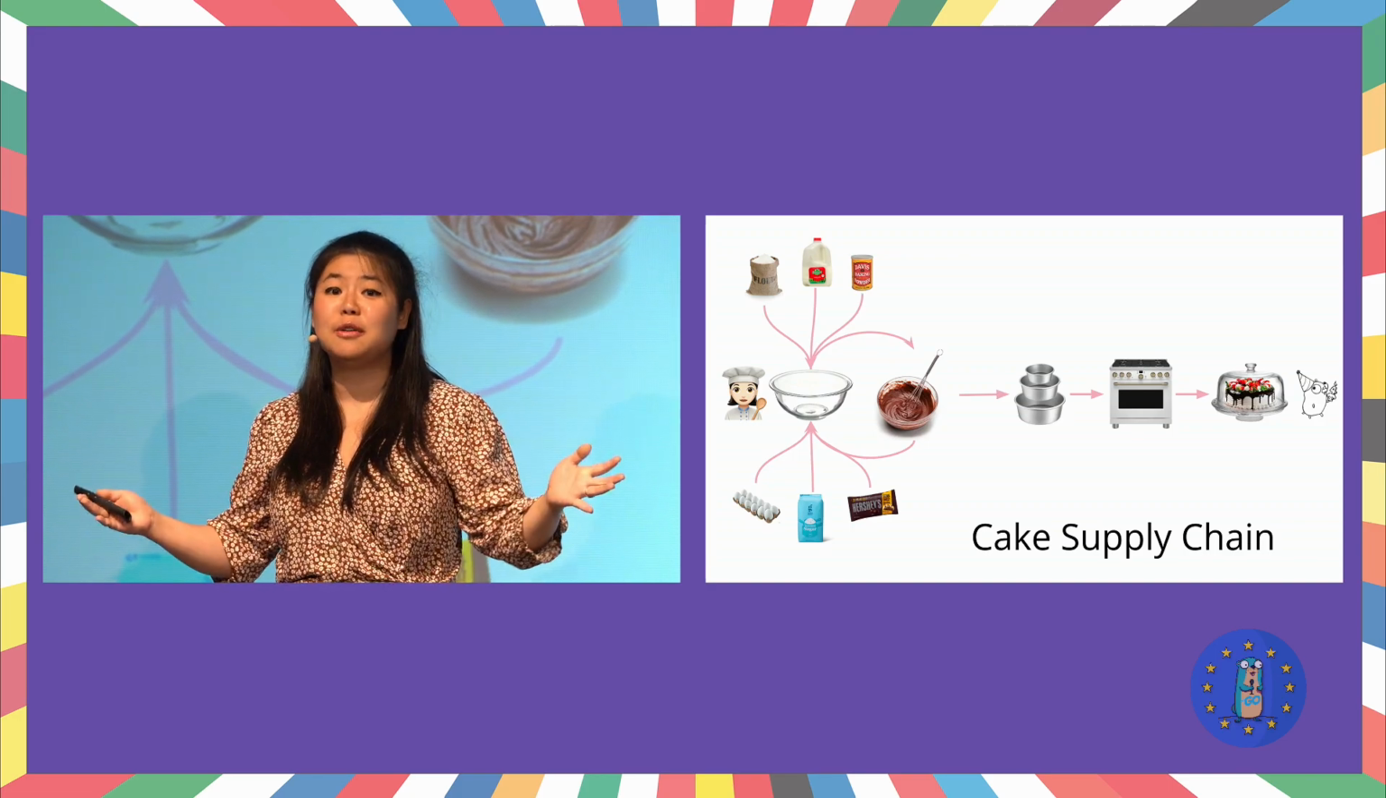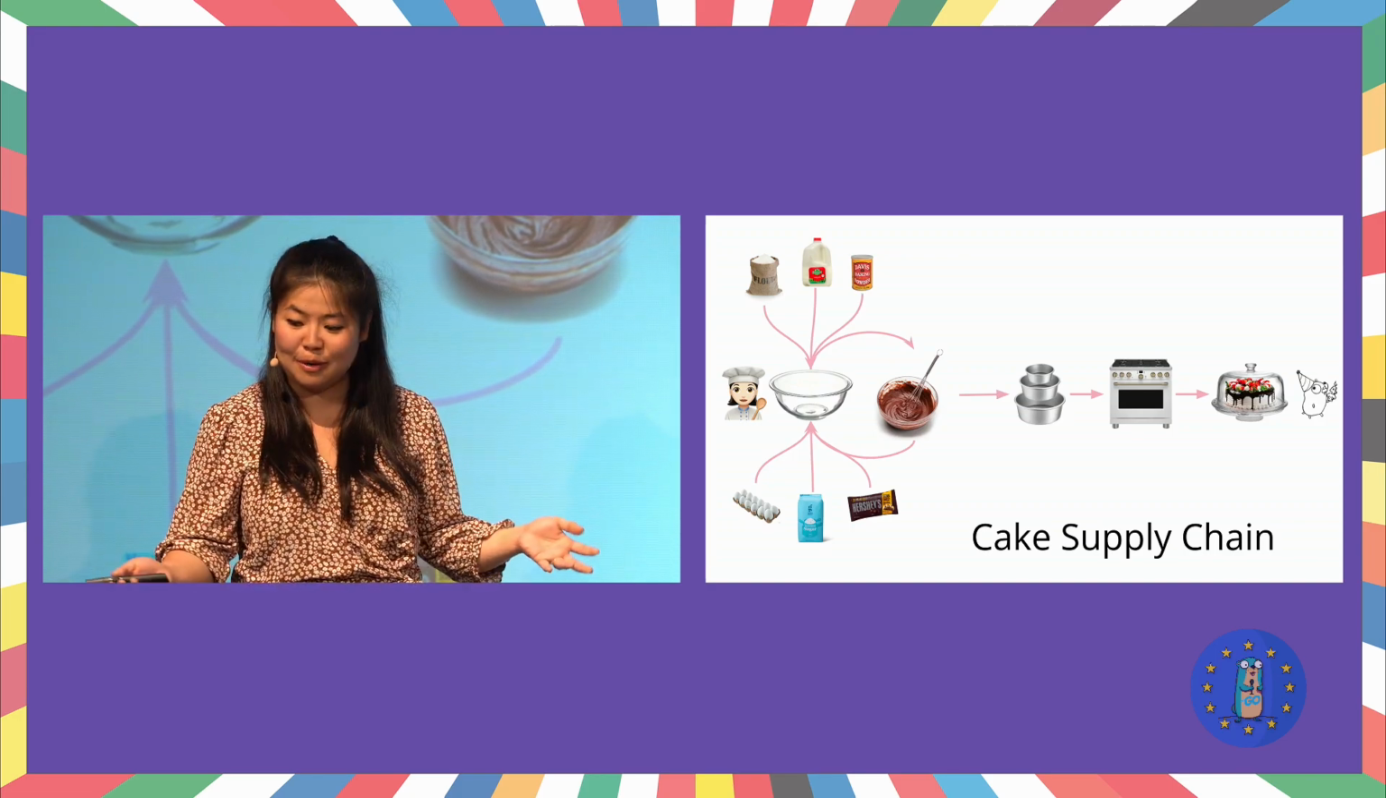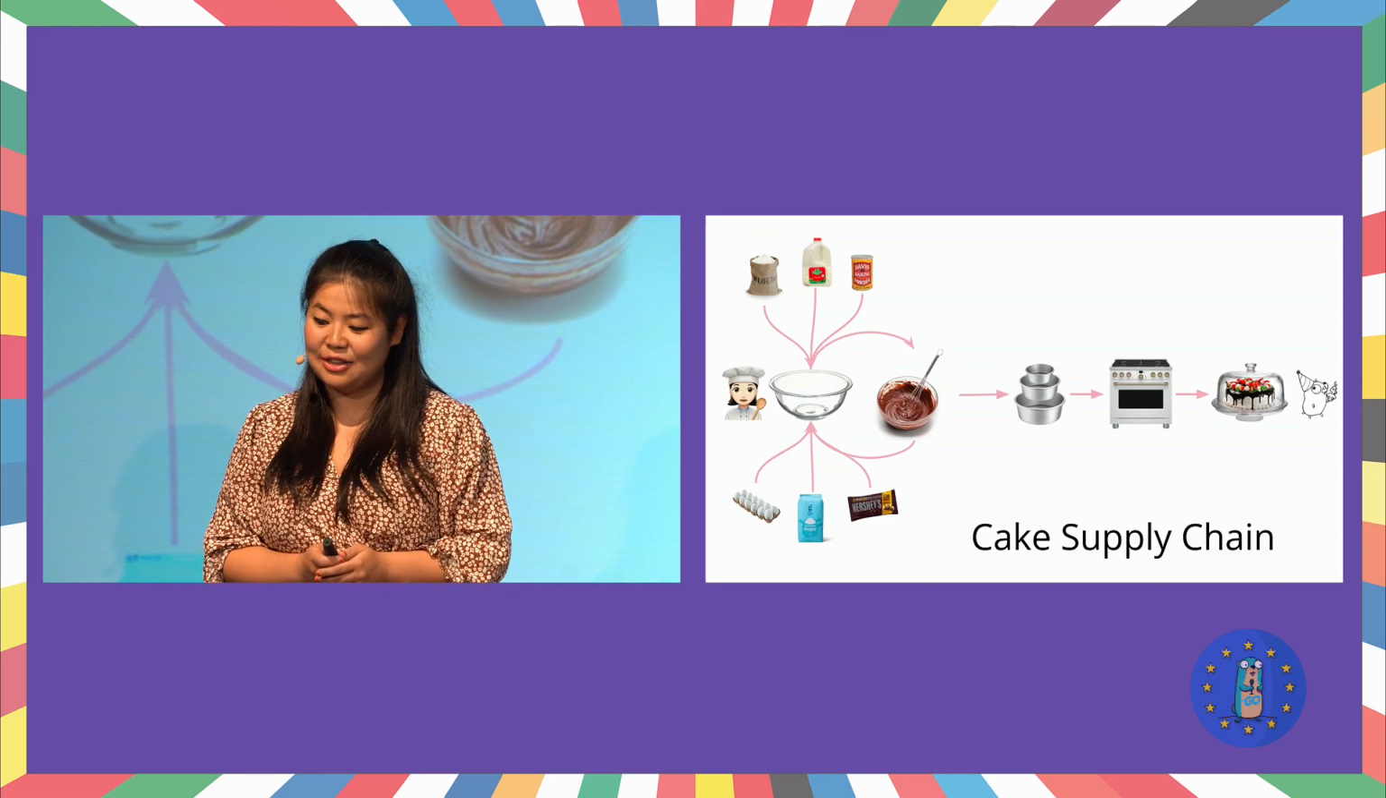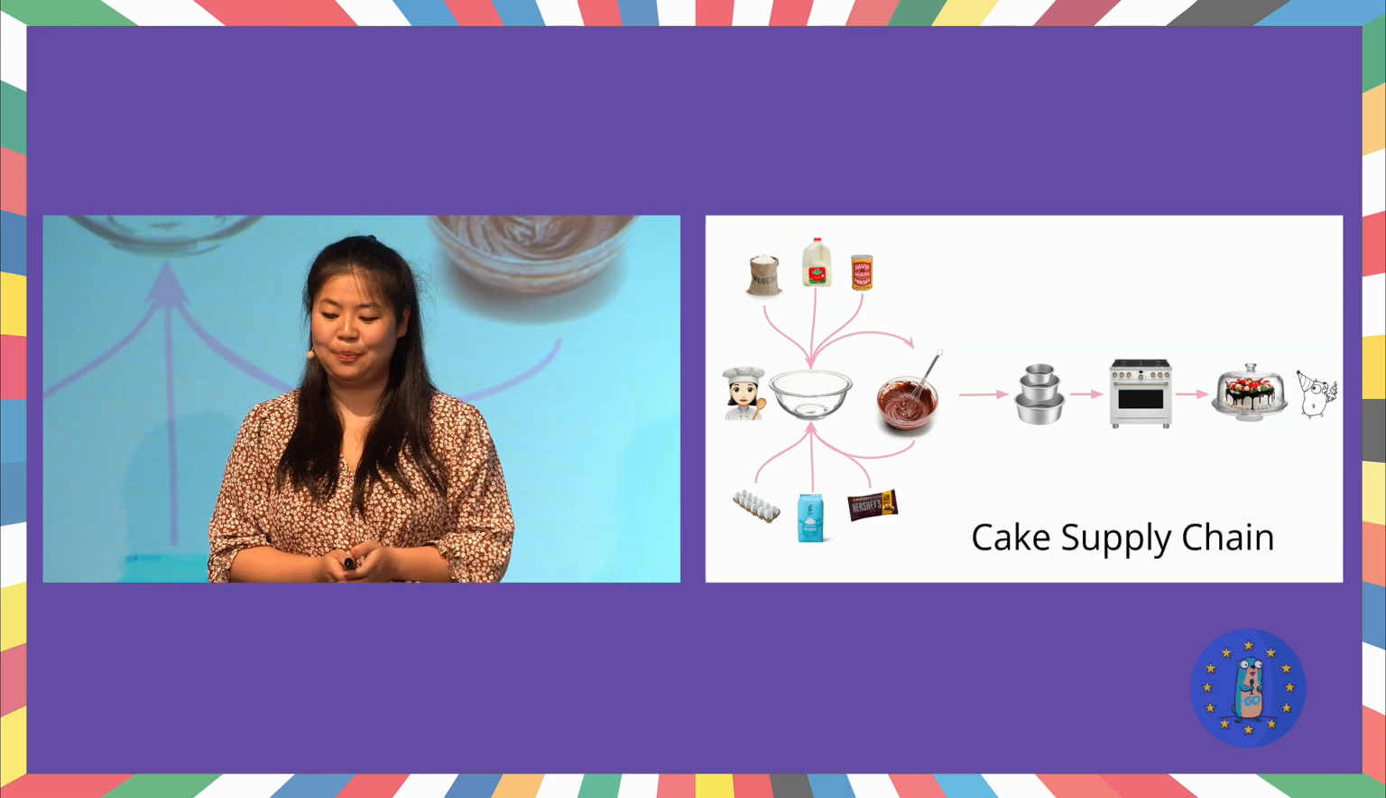And of course, we can go even further out. Where did this chocolate come from? Did we get it from Germany or Switzerland? But for the purposes of this analogy, we'll just stick to the things on this diagram.